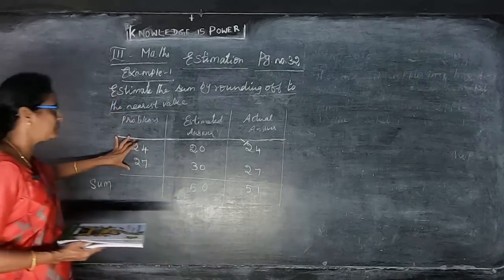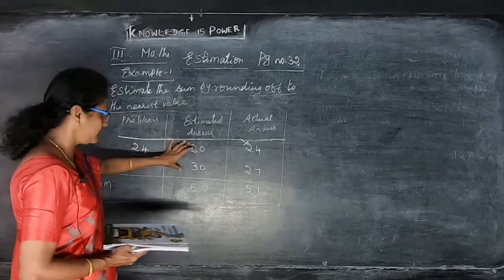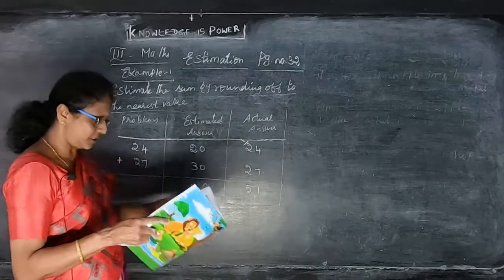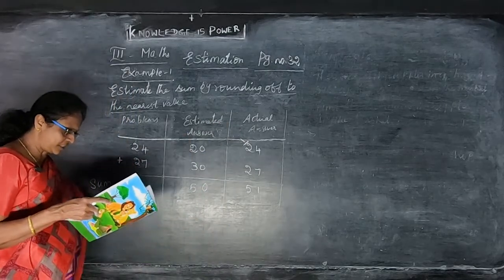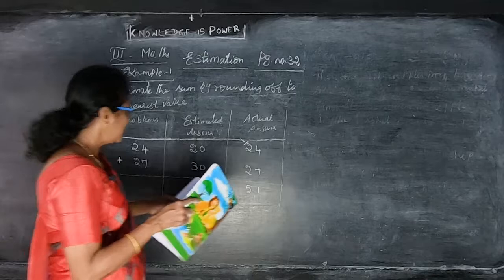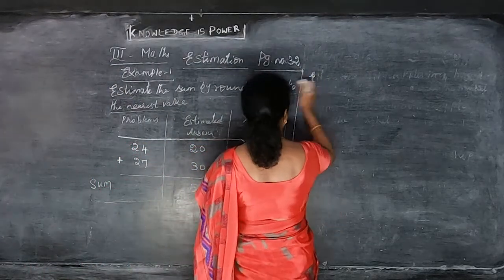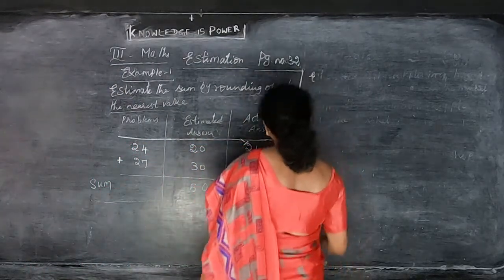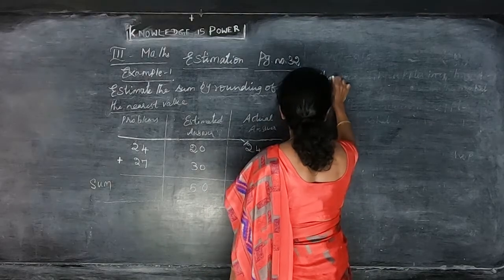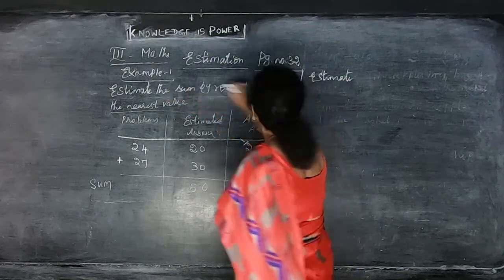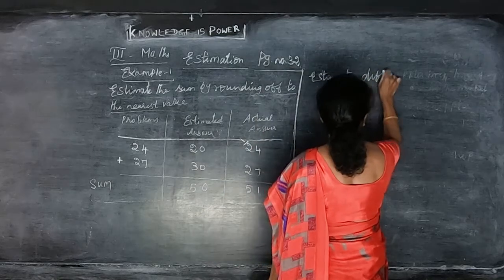So they will give the numbers like this. You have to write the estimate answer and the actual answer. And add both the numbers. Okay. Now find the estimate the difference by rounding off. This is the addition. Now next one is estimate the difference. This one is estimate the sum. So this is estimate the difference.